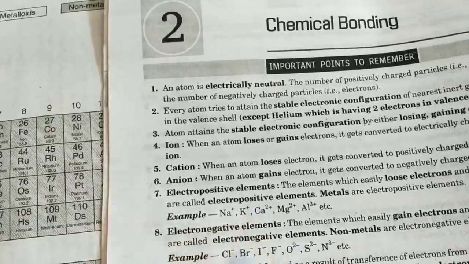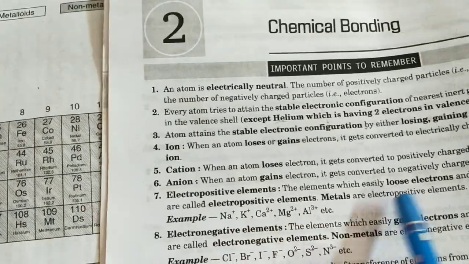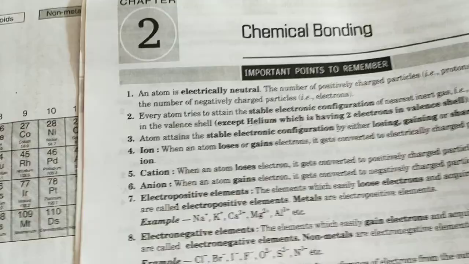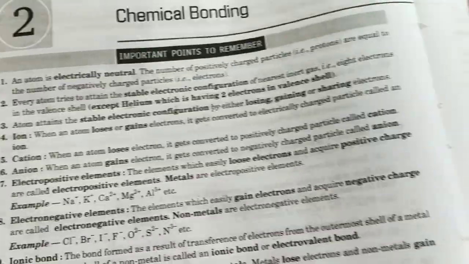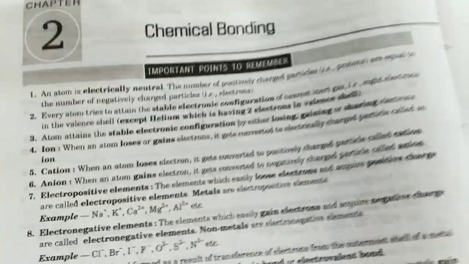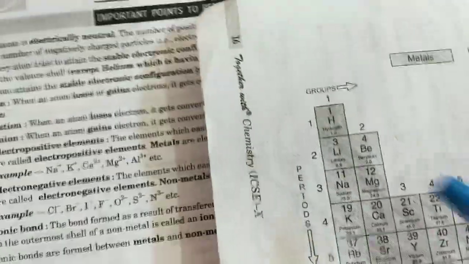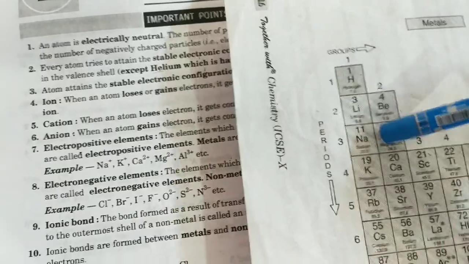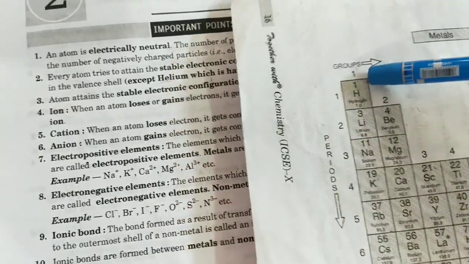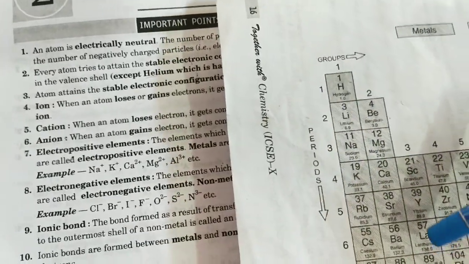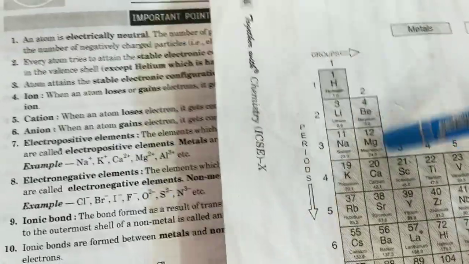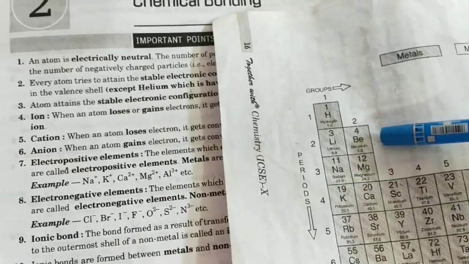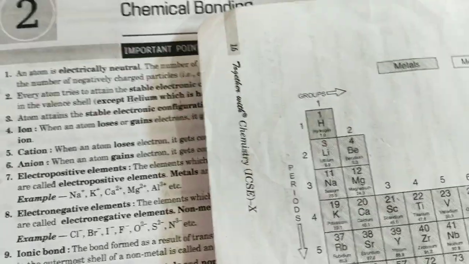Now, what is an electropositive element? The element which easily loses electrons and acquires a positive charge is called an electropositive element. Generally, all metals are electropositive elements. How do you know? Generally, the first group of elements, for example hydrogen, lithium, sodium, potassium, rubidium, and the second group of elements have a tendency to lose electrons and contain a positive charge. So the first and second group of elements act as electropositive elements.